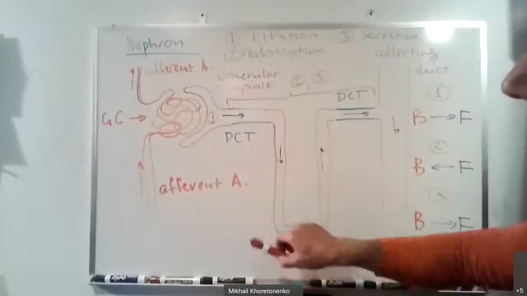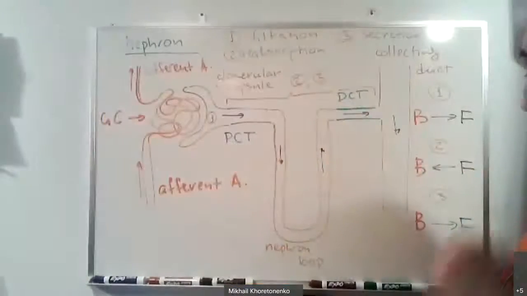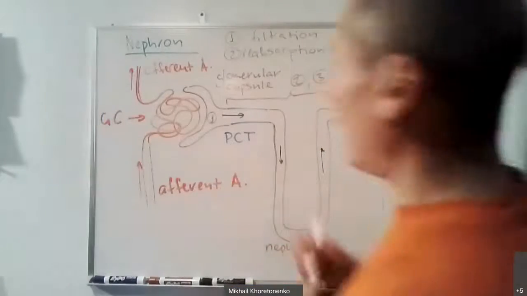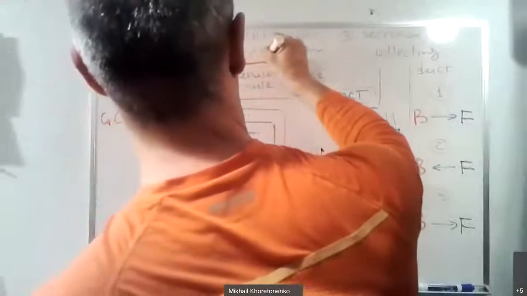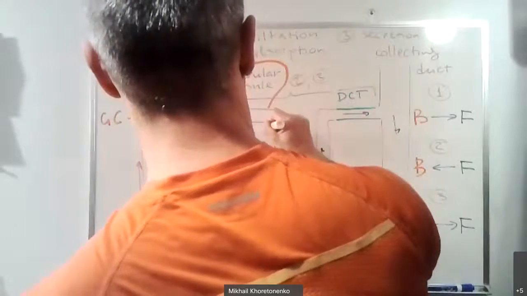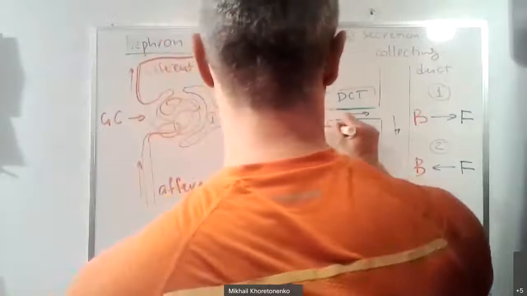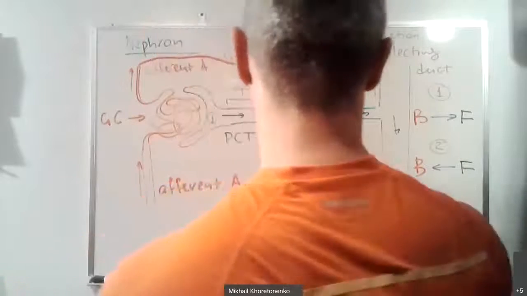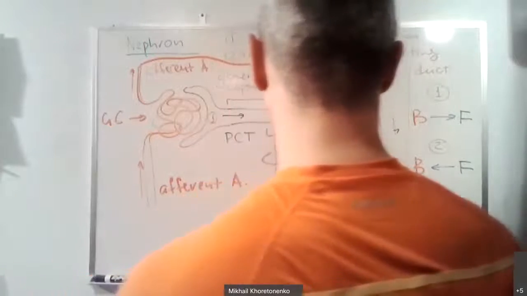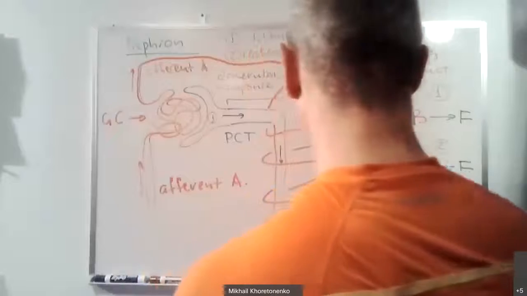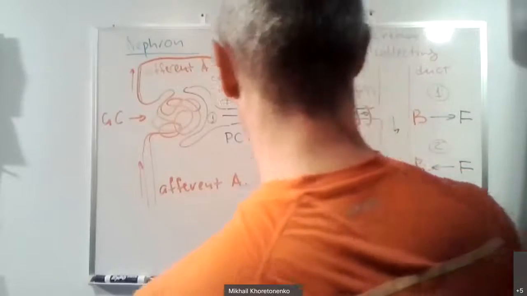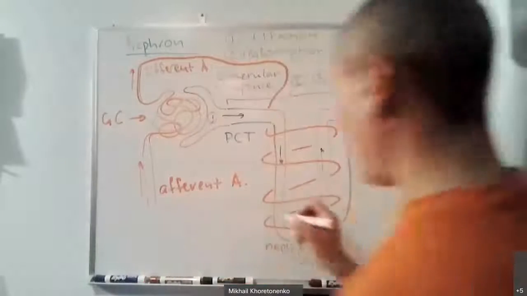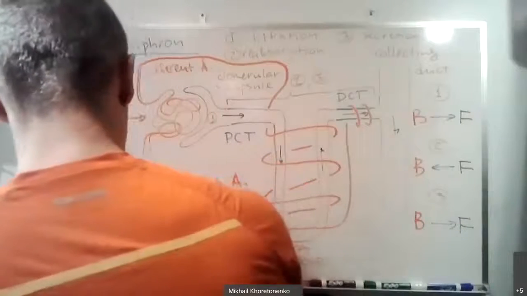Now, last question that I wanted to address. So these efferent arterioles, what do they form afterwards? Well, it turns out that this arteriole winds up around this nephron loops, okay? Forming what is called a peritubular capillaries.